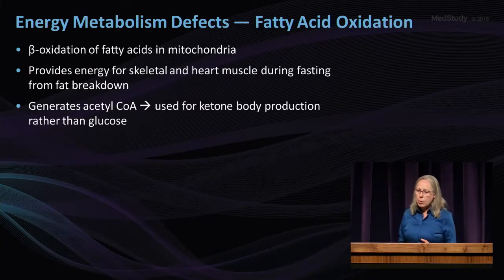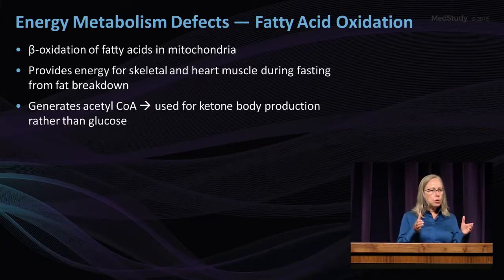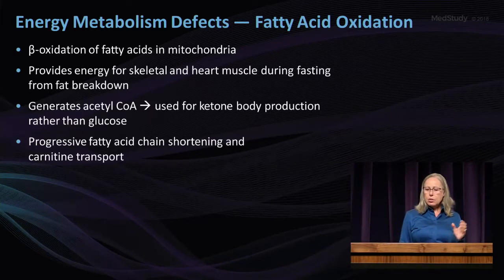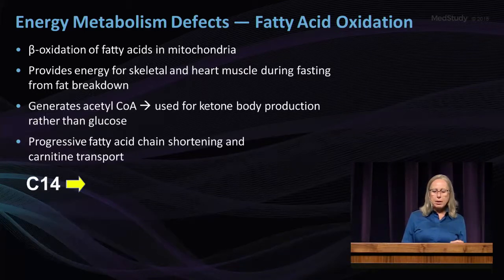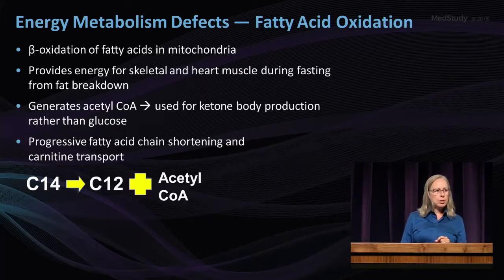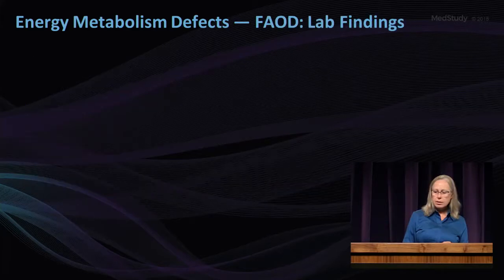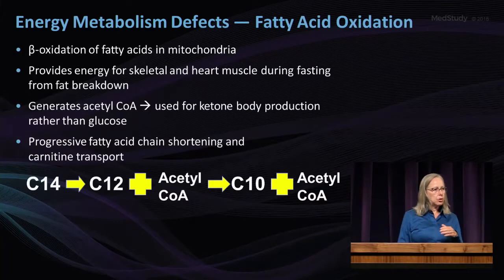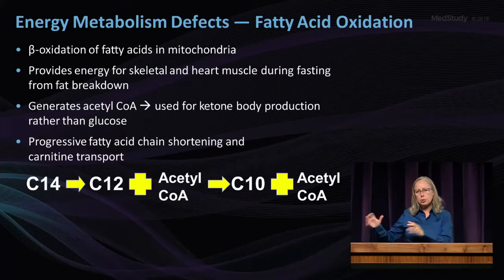We generate an acyl-CoA used for ketone body production rather than glucose, and we do that 2 units at a time. So we have progressive fatty acid chain shortening and carnitine transport. So you take a C14 compound and cleave off 2 to go down to C12 and throw off an acetyl-CoA. Do it again, you get C10 and throw off an acetyl-CoA. And you keep doing this sequentially down. So you can have a long chain problem, a medium chain problem, or a short chain problem.